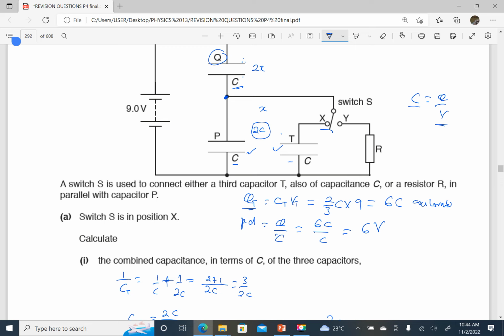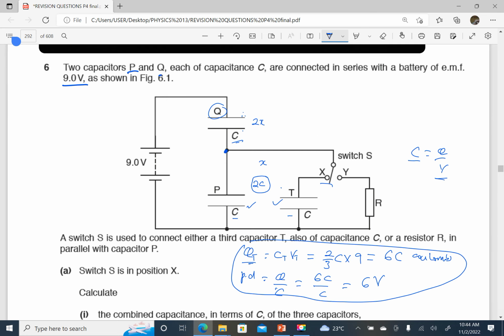Alternatively, you can think of the fact that, like I said, the PD across the series combination is twice the PD across the parallel combination. This was the second alternative. I'm saying the PD across the series combination is twice the PD across the parallel combination because capacitance is inversely proportional to PD. If capacitance is twice, then PD is a half. So if the PD across the parallel combination is X, then the PD across the series combination will be 2X.